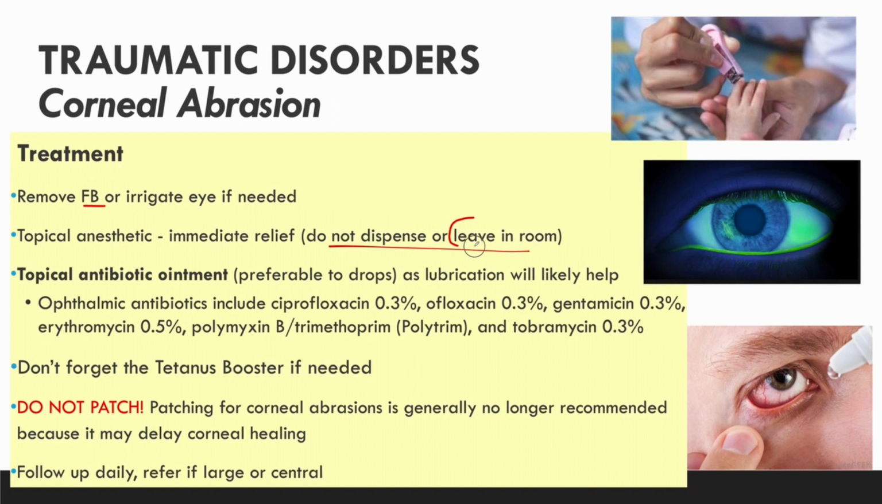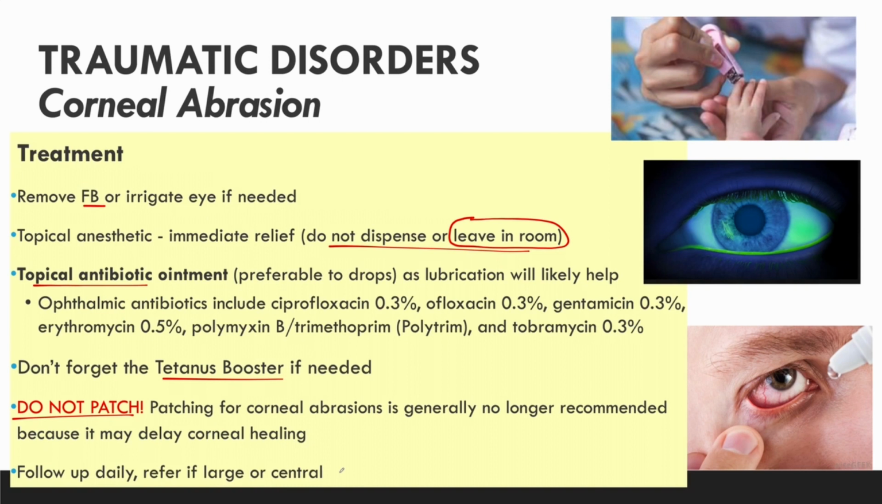After you've diagnosed a corneal abrasion, we usually put the patient on a topical antibiotic ointment, because it helps lubricate and it also prevents any type of infection from forming. If it was a metallic foreign body, or really any foreign body, it's a cut. So you'll want to make sure that they are up to date on their tetanus booster. And then back in the day, they used to recommend patching for corneal abrasions, but it's not so much recommended anymore. So if you see a question, patching is not the correct answer. Okay.